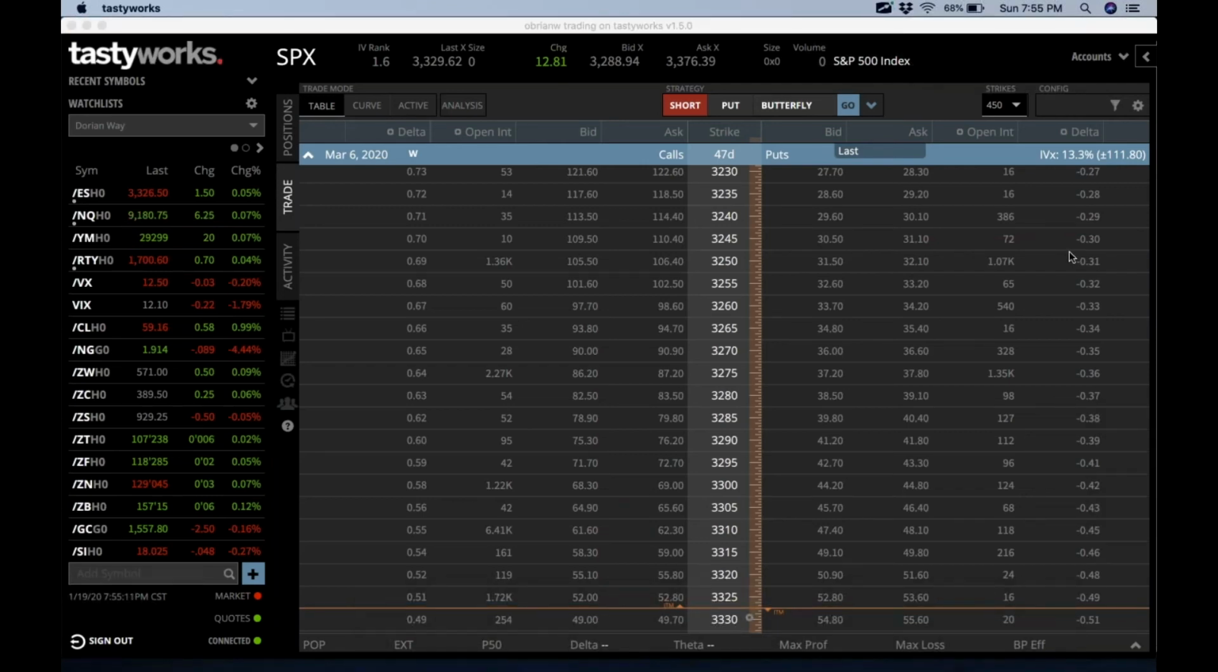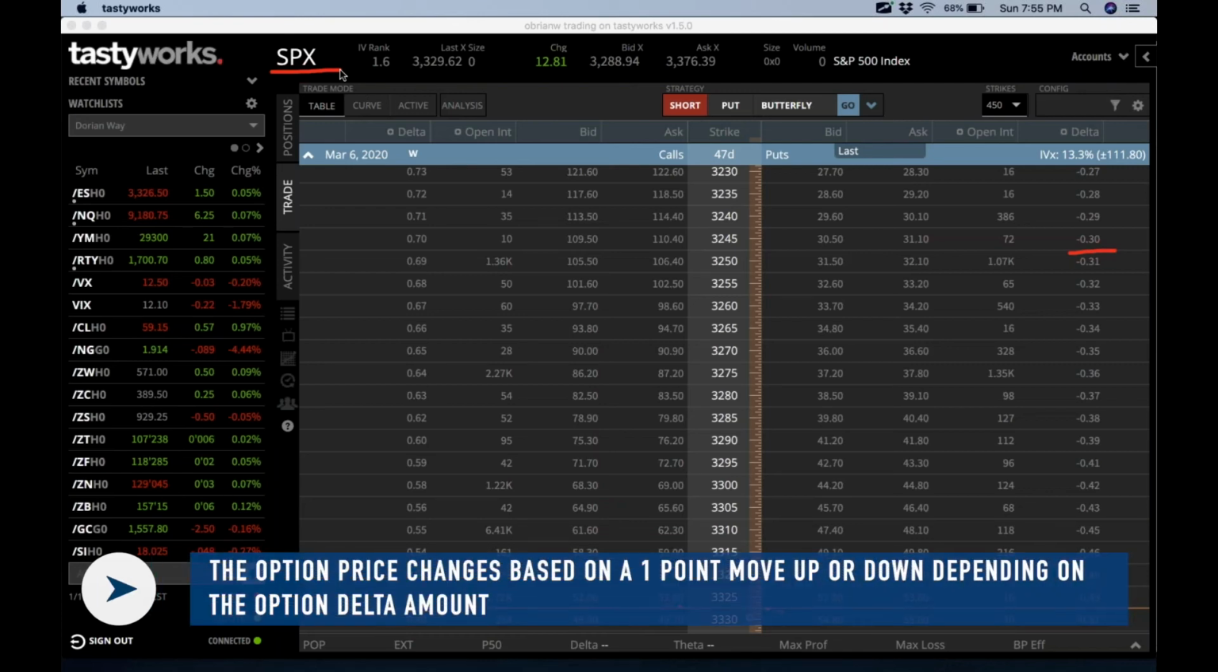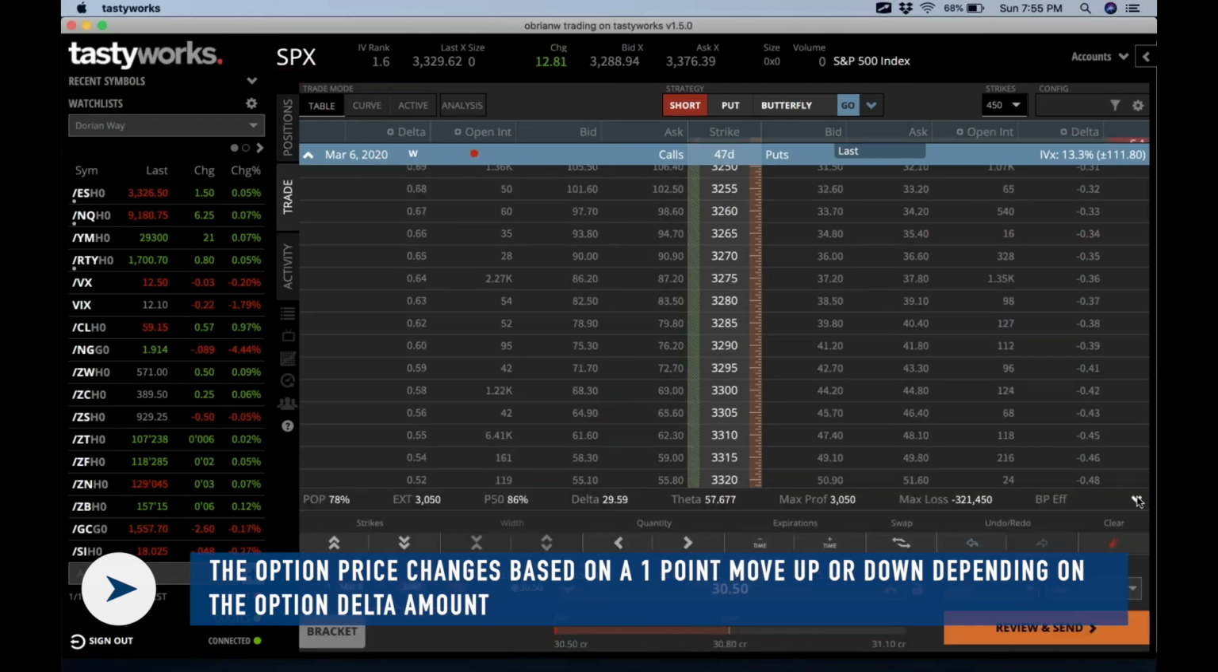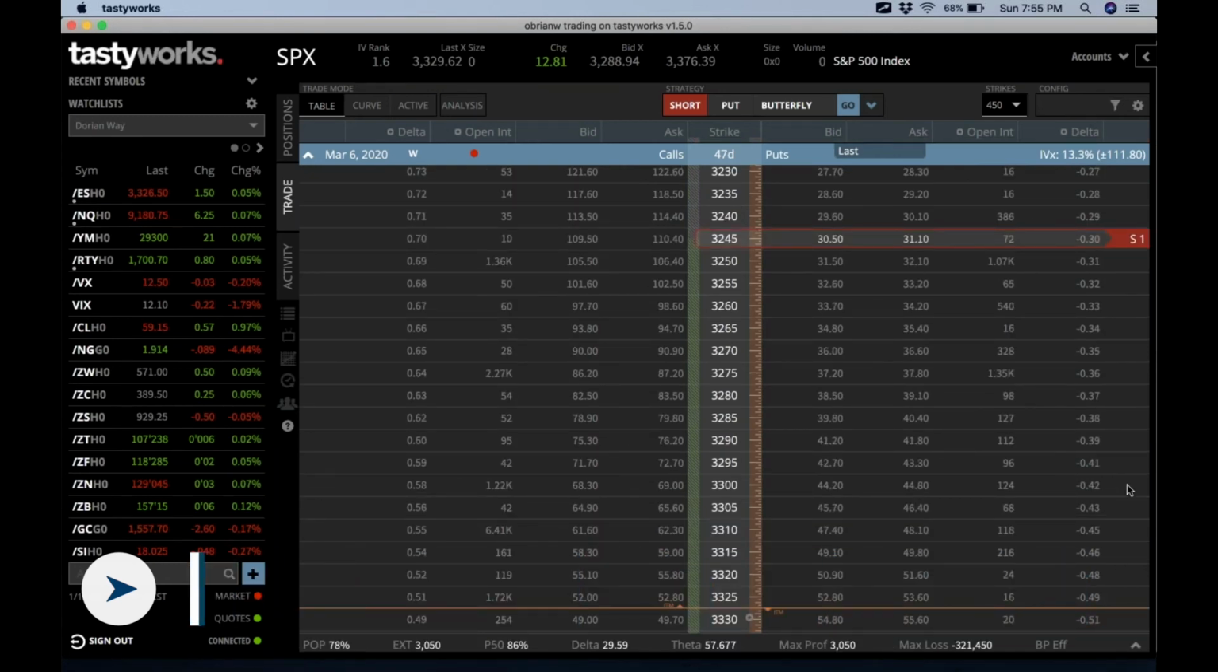If you have a 30 delta and the SPX moves $1, then that means your option is going to theoretically move 30 cents up or down. So if the SPX moves up $1, then if you sold a put at the 30 delta, your put option is going to move by 30 cents. If you bought it at the 30 delta, then your put option is going to lose 30 cents.